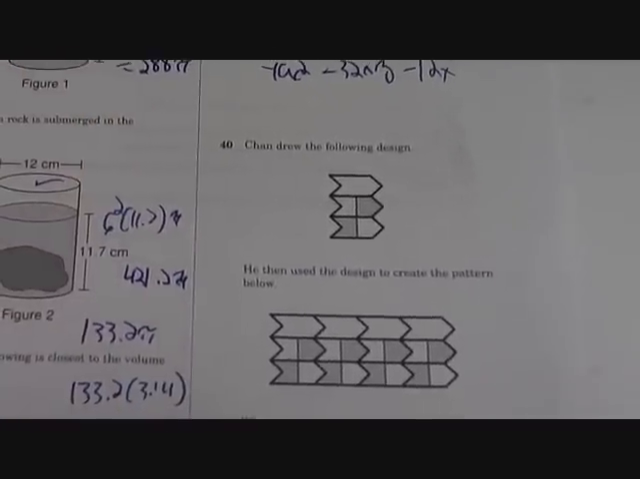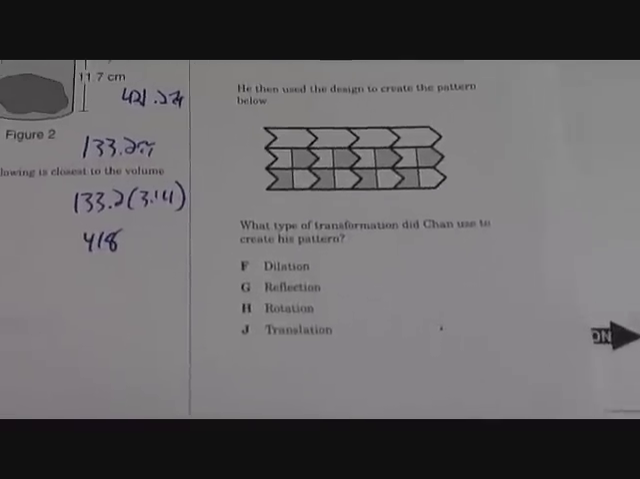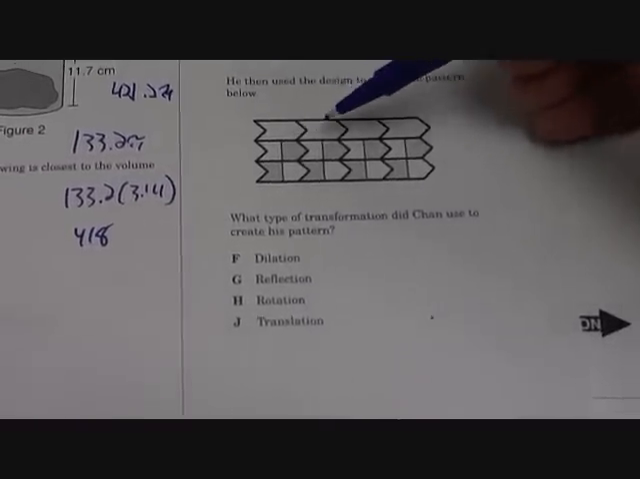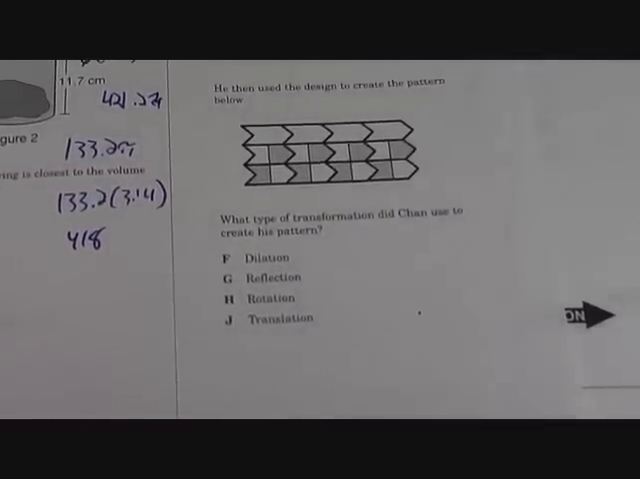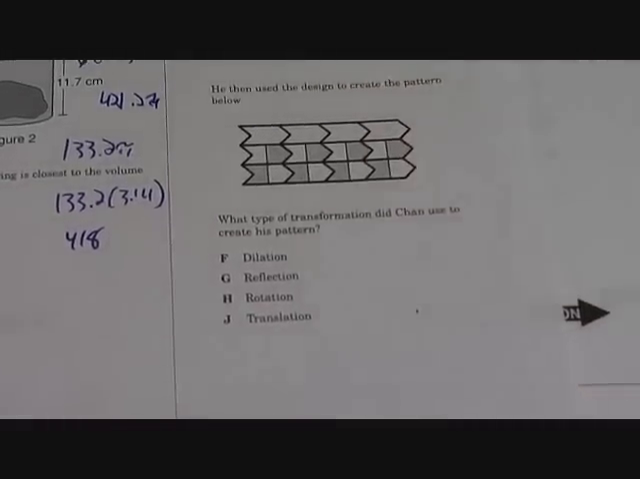40. Chan drew the following design. He then used the design to create the pattern below. Alright, so it's the same thing over and over and over again. All he did is just move it and trace it. Moved and traced. What is that moving called?